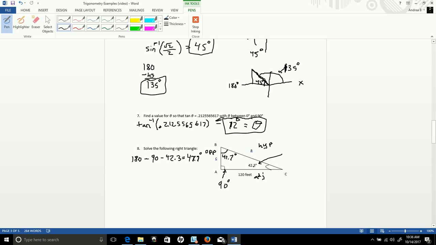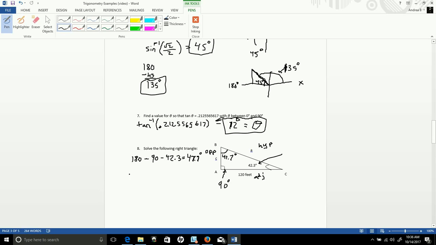So here in this case, if we are using the 42.3 degree angle, then those would be your opposite and adjacent as I had labeled. If we use 47.7 instead, then the opposite and adjacent sides would switch positions. So it depends on which one you're using of how you're going to label those.